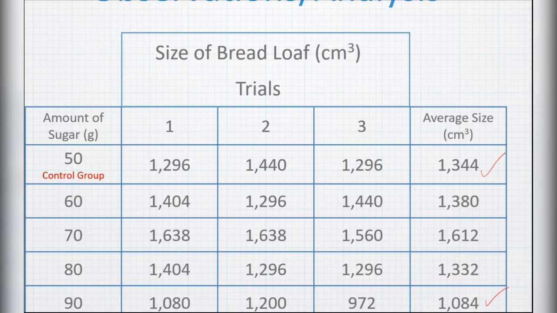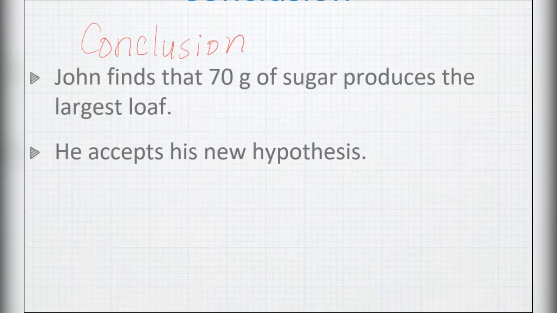See here, 70 is 1612. 70 gram of sugar gives 1612. 50, his grandmother's, control group 1344. 60 gram gets bigger, 1344 increased to 1380. 70 increased to 1612. 80 again going down, 1332, 1084. So 70 gram of sugar gives the largest size.